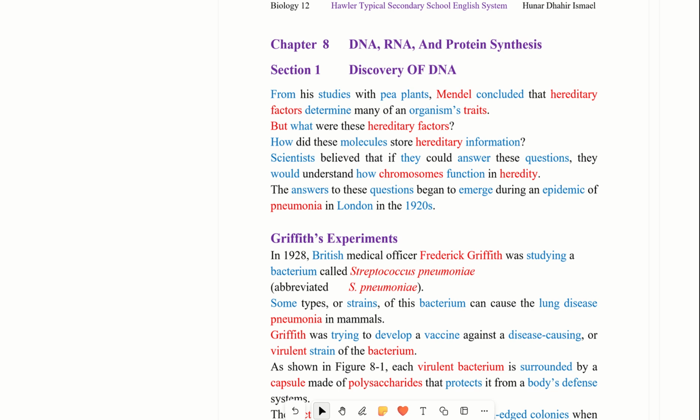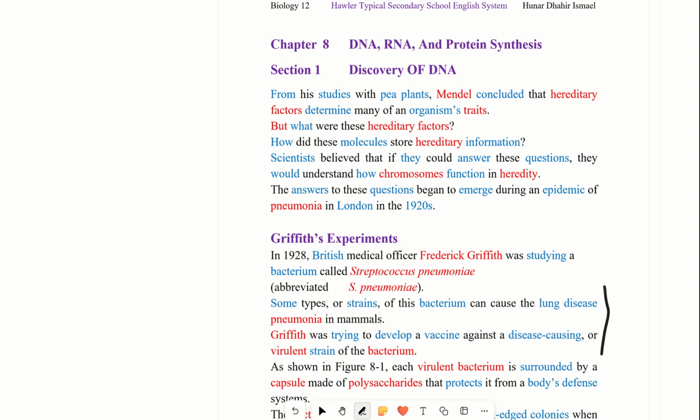The answer to this question began to emerge during an epidemic of pneumonia in London in the 1920s. At that time, the disease pneumonia appeared, and the scientists worked on it. They tried to find a vaccine for it. So during their study, they found something about DNA and RNA, especially DNA.